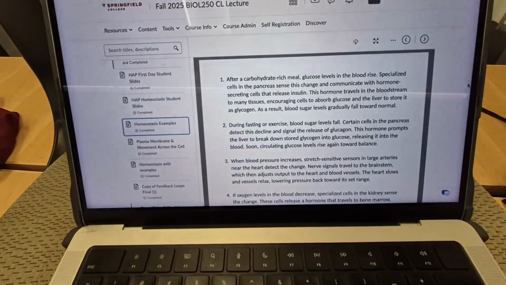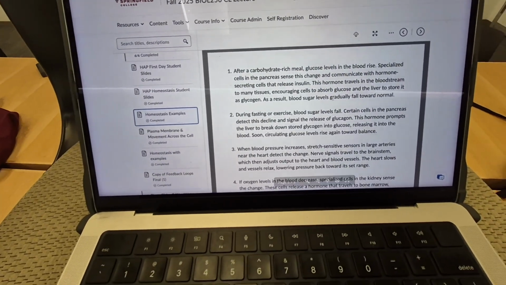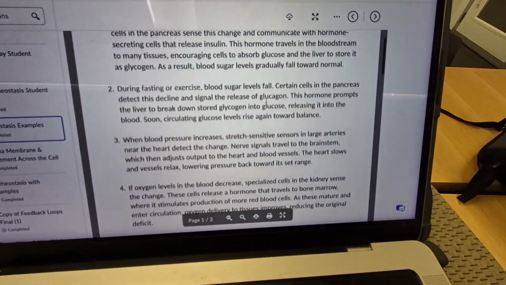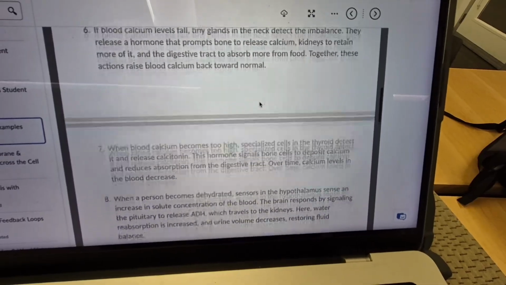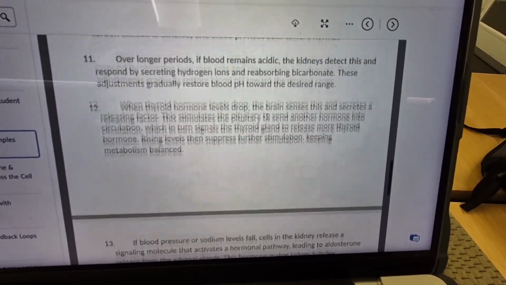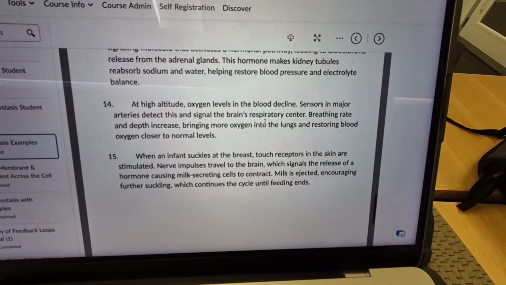Some more examples of positive and negative feedback loops can also be found in Brightspace, right? So these are examples that Professor Fried posted and good examples to practice with.